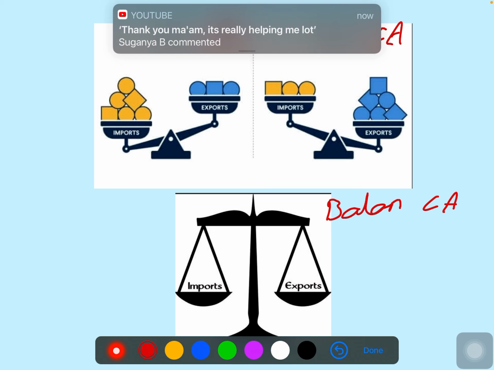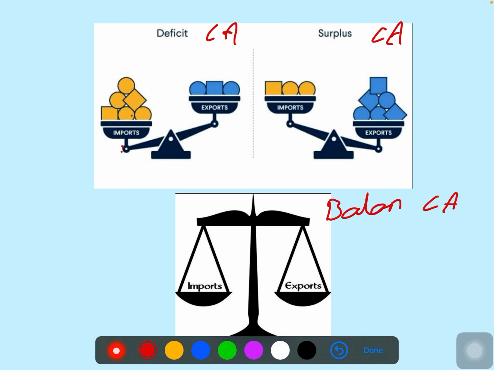So here you can see the first one, imports, it is down. That means the weightage of it is more. Can you see the weight? It is coming down because of the weight. So that means imports are greater than exports. The exports are light. That is the reason why it is high. So don't consider this as high and less. Here the weightage is more, and that's the reason why it is coming down. So in this case, imports are greater than the exports.